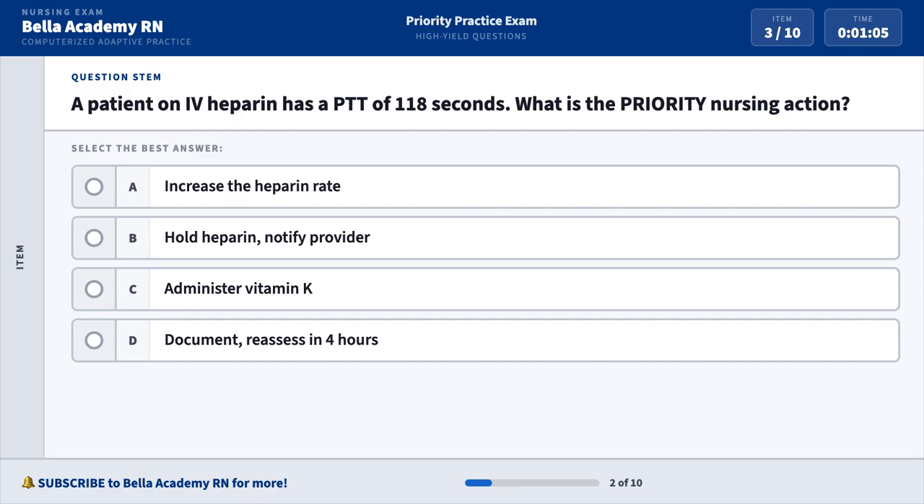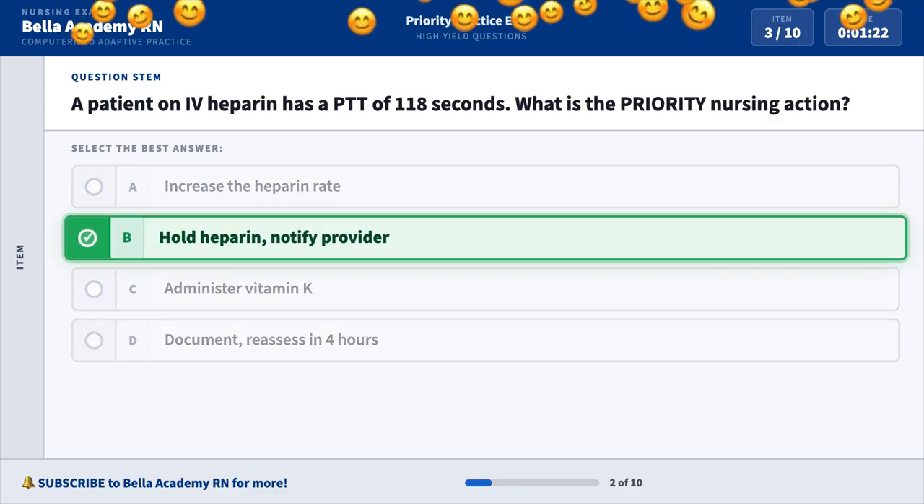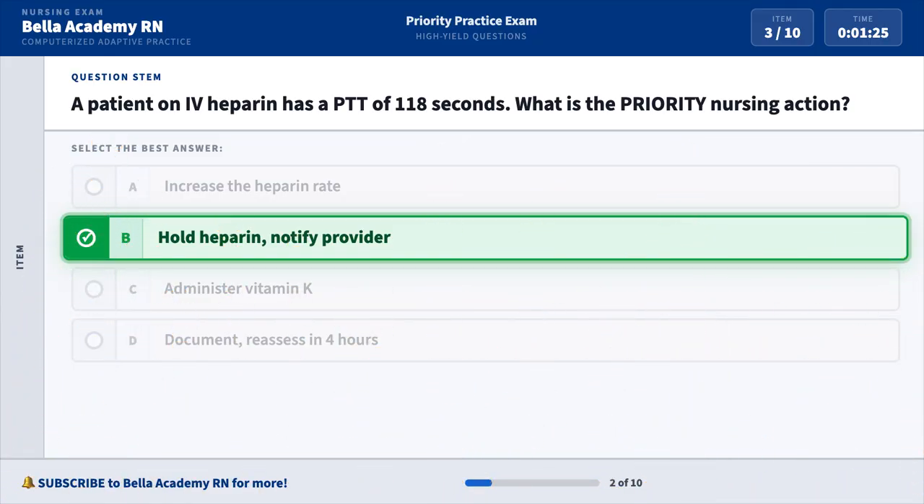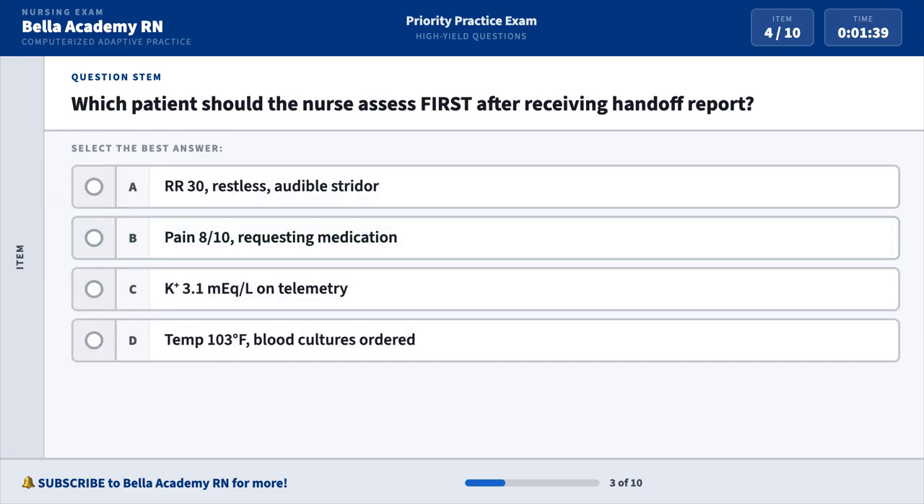A patient on heparin has a PTT of 118 seconds. What is the priority action? Increase the heparin rate. Hold heparin and notify the provider. Administer vitamin K. Document and reassess in 4 hours. B. Hold heparin and notify the provider. Therapeutic PTT is 60 to 100 seconds. At 118 seconds, this patient is at serious bleeding risk. Stop the drip immediately.